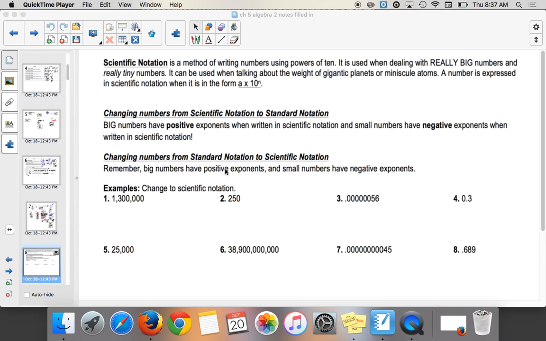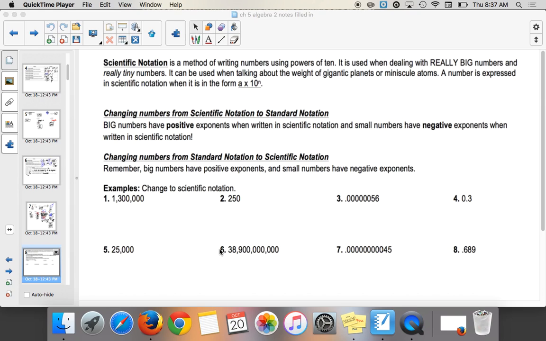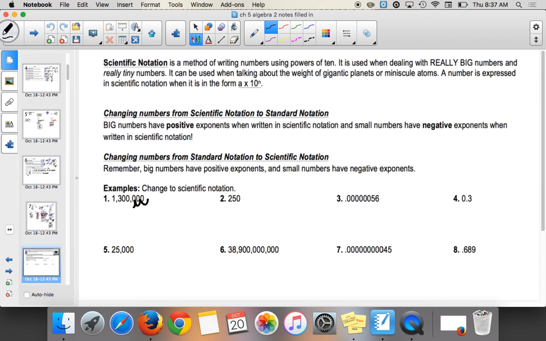So the first one says change to scientific notation. If we have 1,300,000, is this a big number or a small number? It's a big number, right? So when we are writing this in scientific notation, we're first going to try to get our number between 1 and 9.999. Basically there's one number and then a decimal point, not 0 and then a decimal point. That's the rule. So we're going to move our decimal place over 1, 2, 3, 4, 5, 6 places to make that number 1.3.